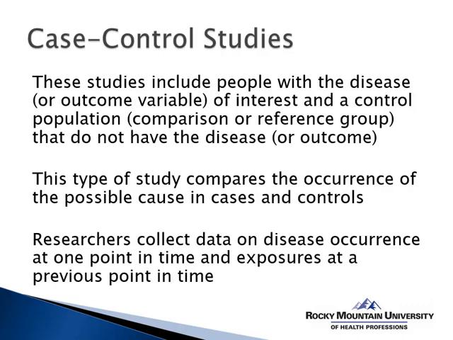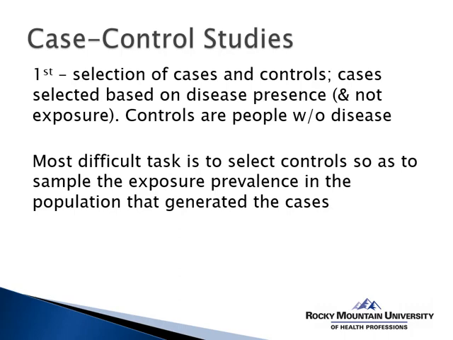So in a case control study, these studies include people with the disease or outcome variable of interest and a control population. So it is a comparison or a reference group, and those individuals do not have that disease. Now, this type of study compares the occurrence of the possible cause in cases and controls. Researchers collect data on disease occurrence at one point in time and exposures at a previous point in time.